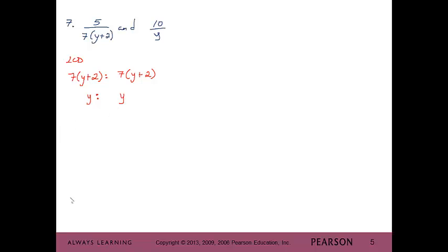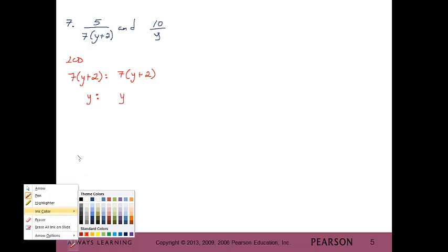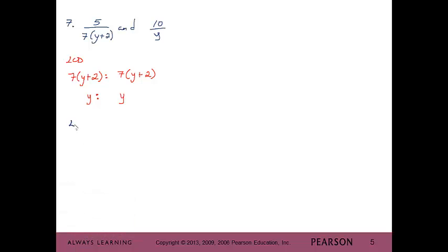So now we can start to write our LCD. It is going to be the factors of the first denominator, so 7 times y plus 2. And then we're going to multiply any factors of the second that are not already there. So the second denominator has factors that are just y, and we do not have just a y here. We have a y plus 2, but it has to be a y by itself. So we're going to add it to the list, and the LCD is just going to be 7y times y plus 2.